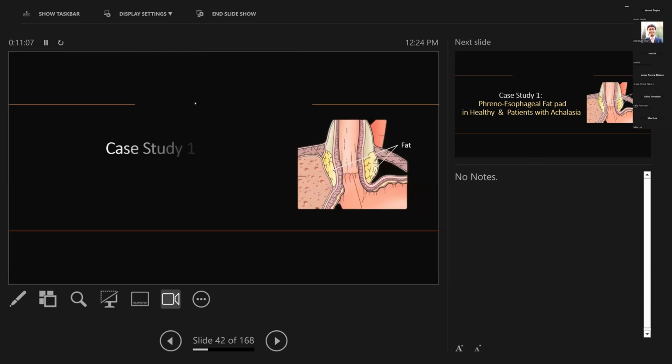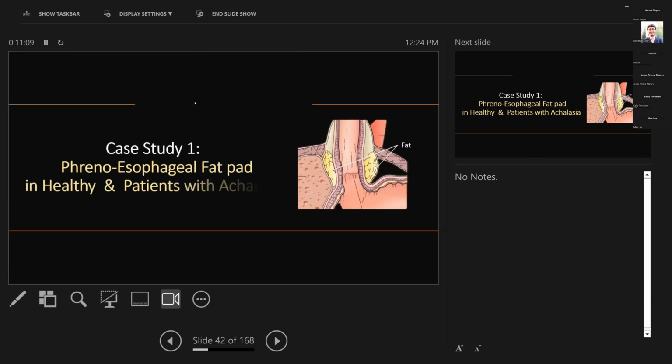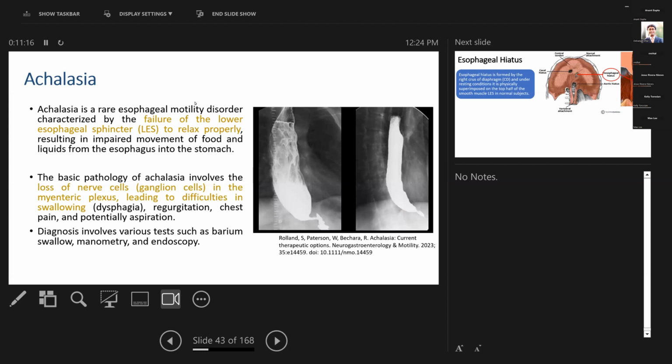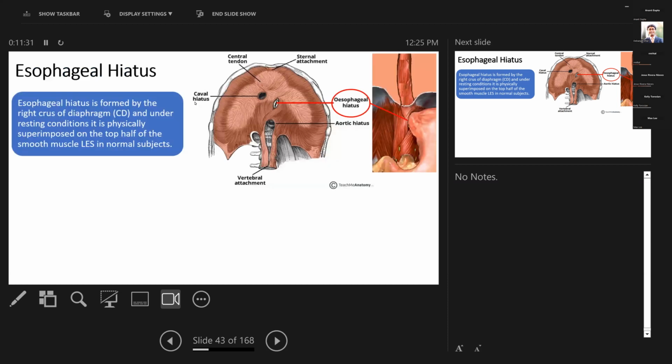Now, the first case study is studying the phreno-esophageal fat pad, okay, in healthy subjects and patients with achalasia, okay? Now, achalasia is a motility disorder, which is a failure of the lower esophageal sphincter to relax. The basic pathology of achalasia involves the loss of nerve cells in the myenteric plexus, leading to difficulty swallowing. So diagnosis involves various tests such as barium swallow, manometry, endoscopy.